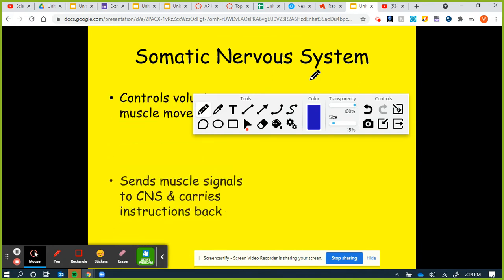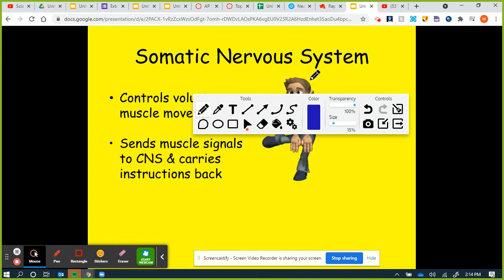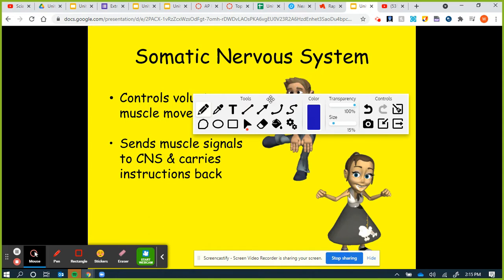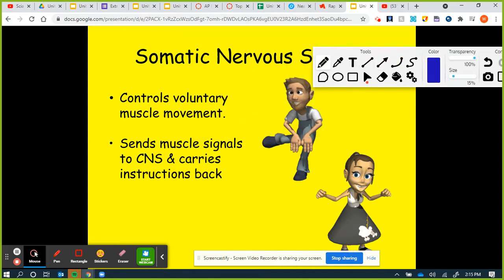As we said, the somatic nervous system is what controls our voluntary muscle movement, any sort of muscle movement that you do on your own. Picking up a pencil is the somatic nervous system. It sends signals from the muscles and glands, and the muscles and glands carry instructions back on how to react to something. Think somatic, it's your body movement. Soma's body.